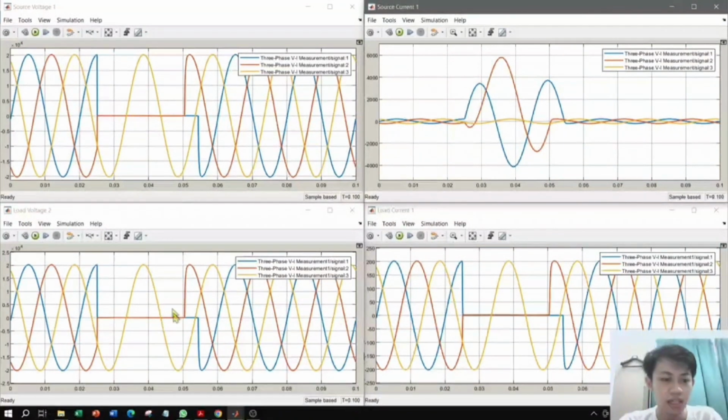For the load voltage, it is the same as the previous case. The breaker will cut off the connection to the load. So at the load, if we measure, there will be no voltage here, and there will also be no current during the fault period.